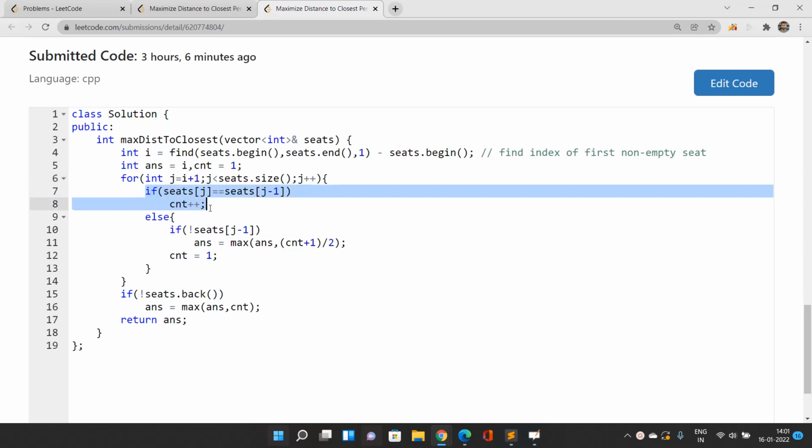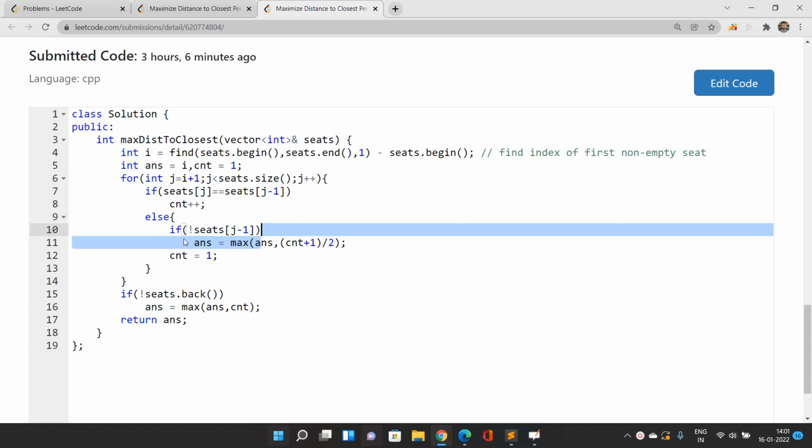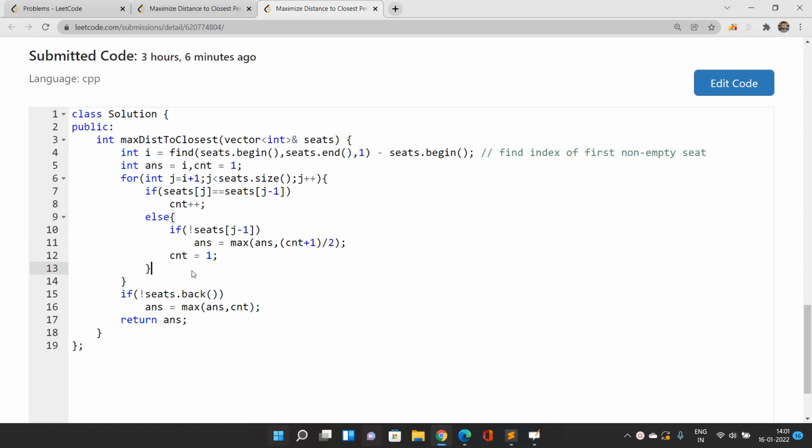First I will pick out all those consecutive segments having the same value, and if the segment is of 0, it means we have found empty seats. You can see seats of j minus 1, that is, the segment is filled with 0. Then you need to just take the ceiling value as I've already said, and initialize count as 1, because we need to find another segment having the same type of numbers. If the final value is 0, you can see seats.back() is exactly 0, it means that it is an empty seat. In that case you need to take the length as I've already said. So you need to maximize your answer with the count and finally return the answer.